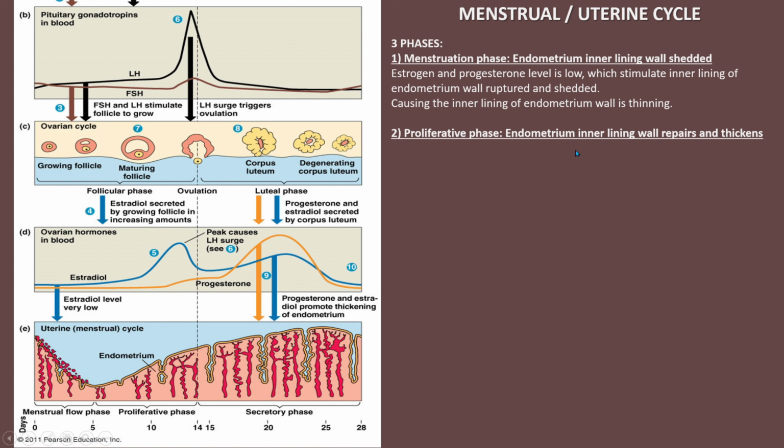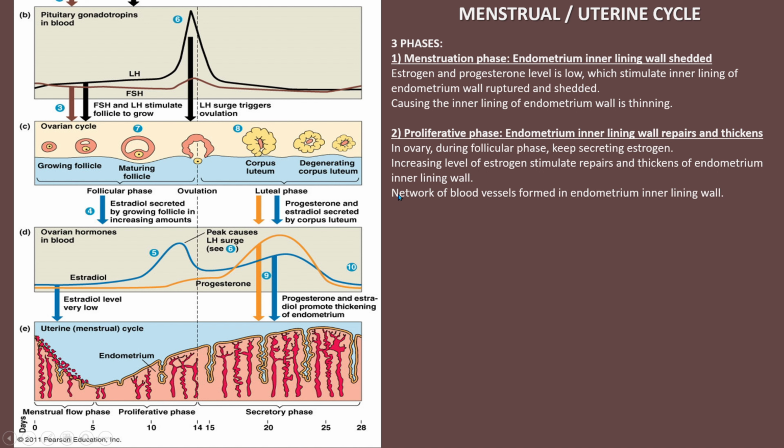The endometrium inner lining wall repairs and thickens. In ovary, during follicular phase, follicle keeps secreting estrogen. Increasing level of estrogen stimulates repair and thickening of endometrium inner lining wall. Network of blood vessels forms in the endometrium inner lining wall as well.